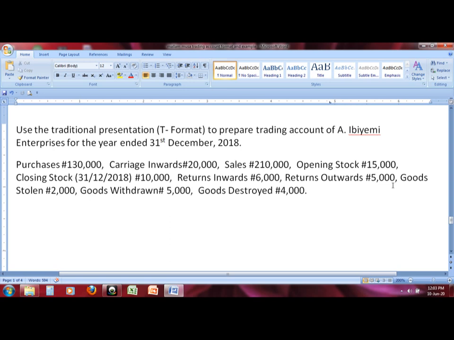Like I've told you, we are on final account, and this final account is divided into three. These are trading account, profit and loss account, and balance sheet. Because final account always shows the financial position of every business. This is the financial position of the trading activity of ABME. You have to prepare the trading account of ABME to show the financial position of a business at the end of the year or month.